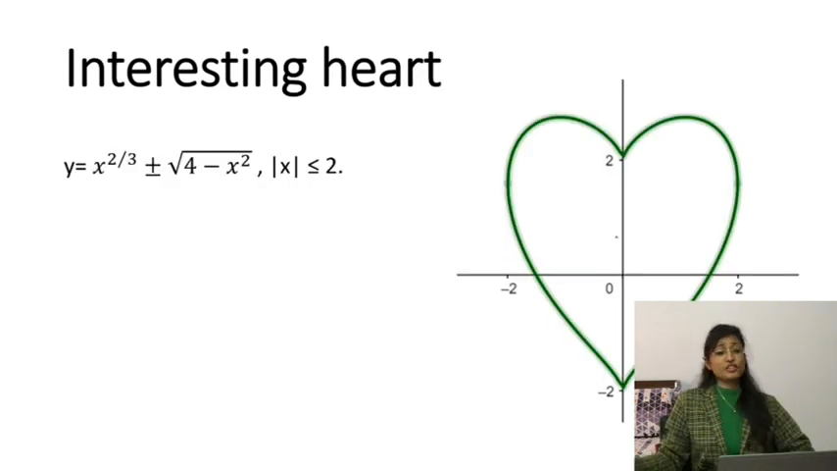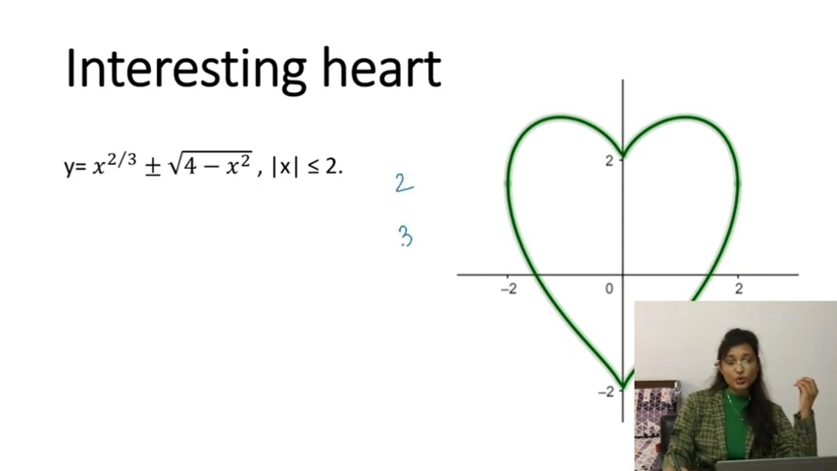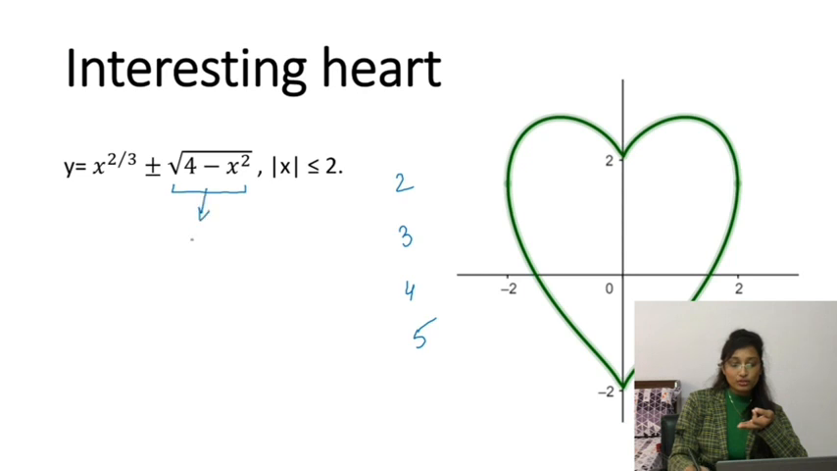Now this is an interesting heart. Haven't you wondered why I have only used a circle of unit radius? Can't we use a circle with a larger radius, say radius 2, radius 3, radius 4, radius 5? So I've done just that. I've taken the radius as 2.